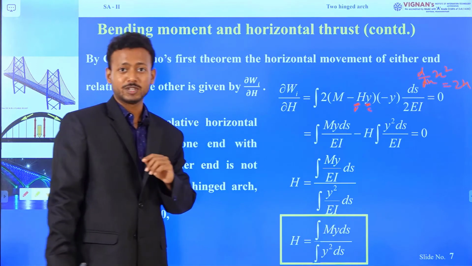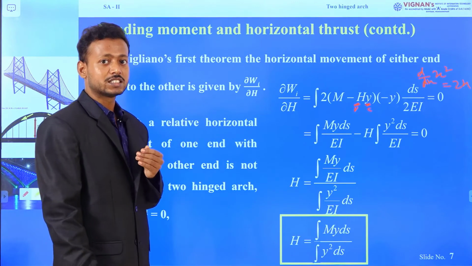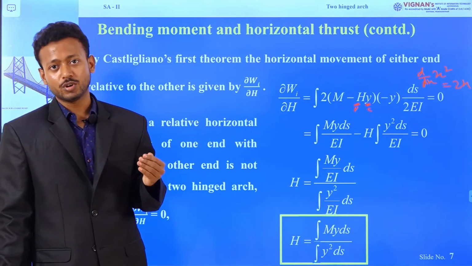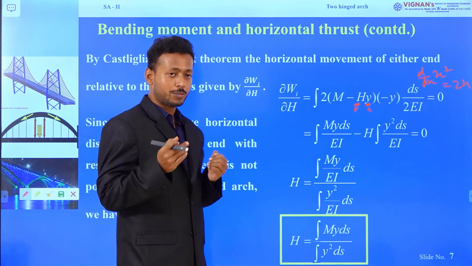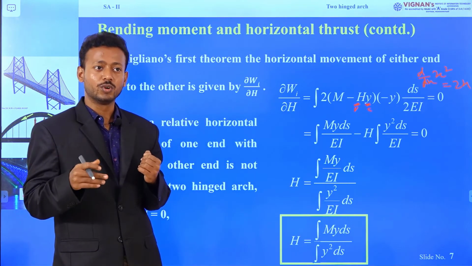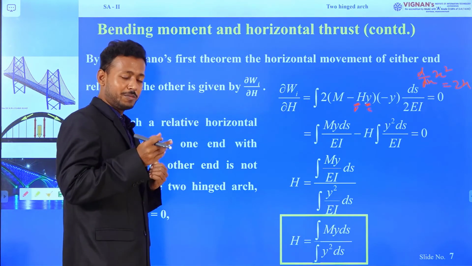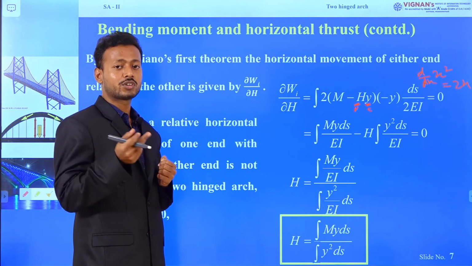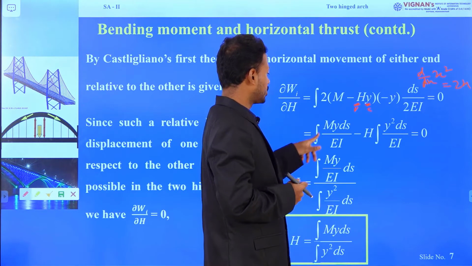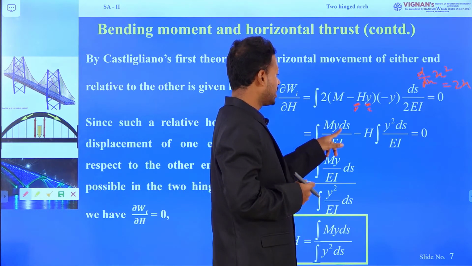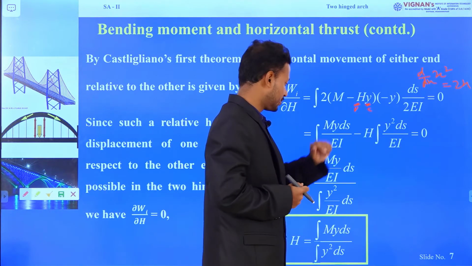The relative displacement of either support with respect to the other support is 0, as the supports are either hinge supports or fixed supports. Therefore, no support can move either inward or outward. That means, according to Castigliano's theorem, del W by del H equals 0. Putting 0 in this expression, we have the integration of My ds by EI minus H into the integration of y square ds by EI equals 0.